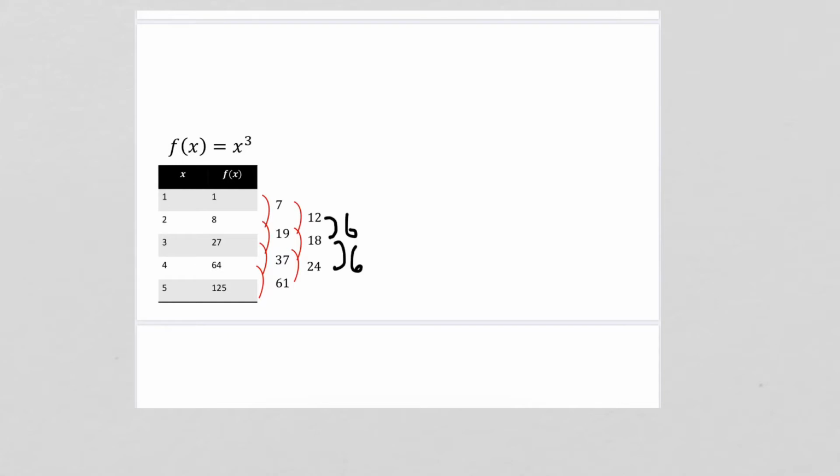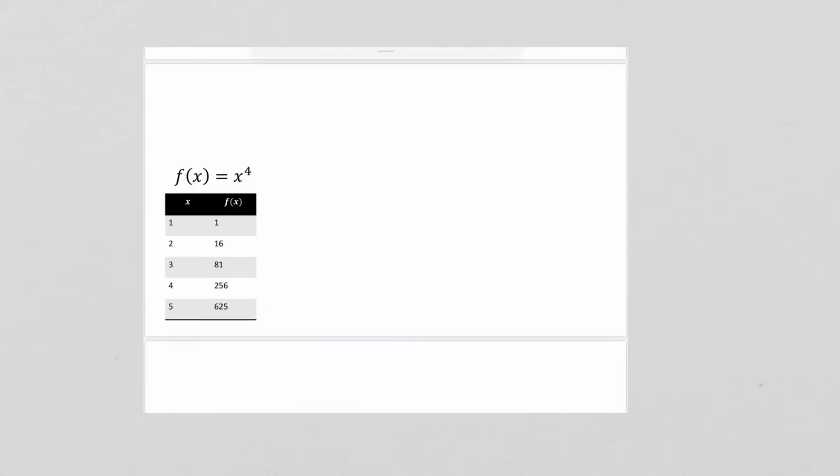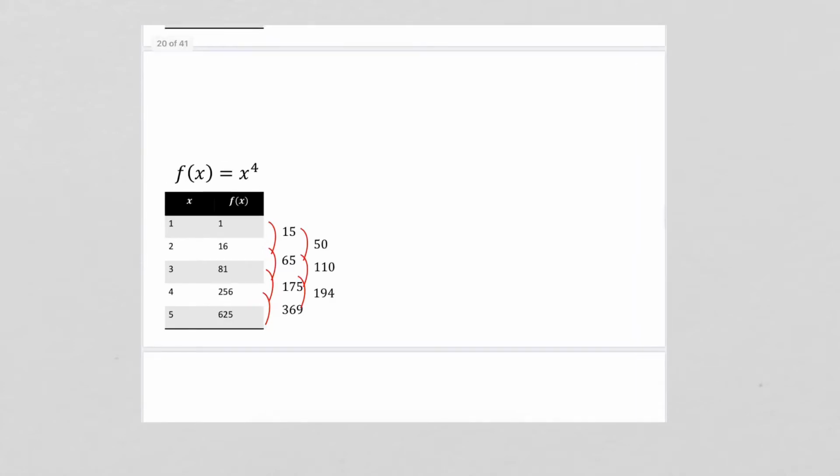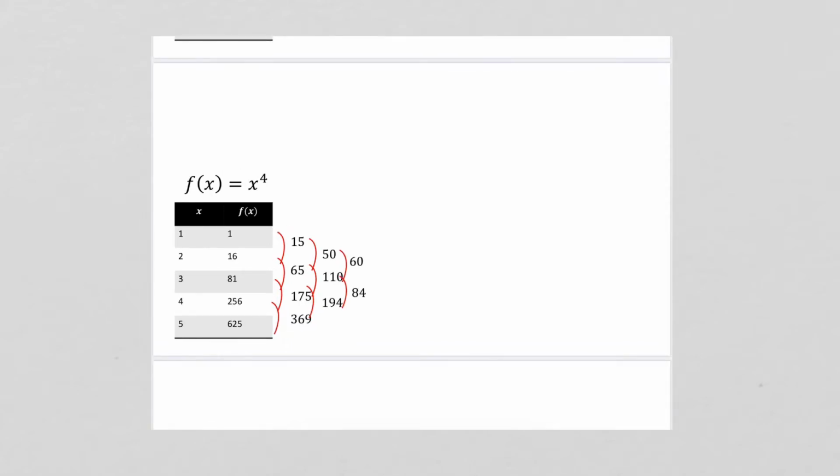So let's keep going and see if this extends to an x to the fourth function. If this were to work, then the fourth layer should be a linear layer. So we'll do the difference, and then the difference of the difference, and then the difference of the difference of the difference, and then hopefully after that we will see a linear pattern. So first, the first layer, there's our differences, 15, 65, 175, 369. Our second layer, 50, 110, 194. Our third layer is 60 and 84. So this is the layer where now if we take the difference, it should be linear, but we don't have enough values on our table.